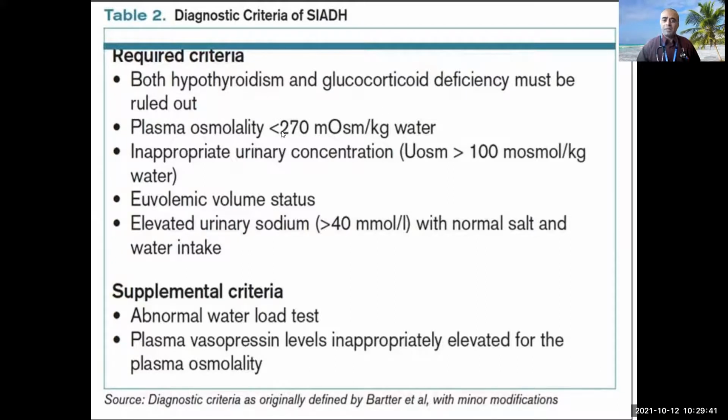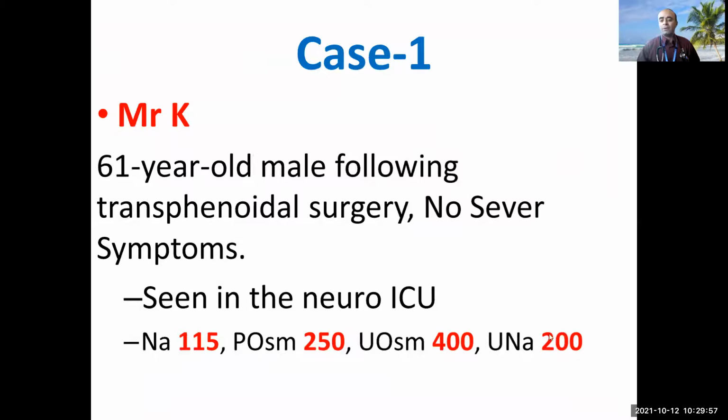Plasma osmolarity should be less than 270, our patient 250. And the urine osmolarity should be more than 100, our patient 400. Euvolemic, the patient on examination is already euvolemic, and urine sodium more than 40, and our patient's urine sodium is more than 200. Serum osmolarity less than 270, our patient 250, and with this hyponatremia, this is a criteria of SIADH.